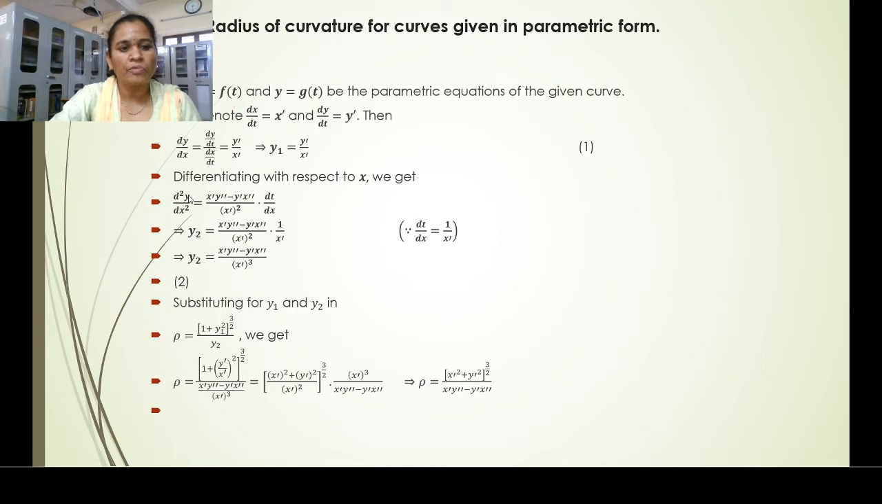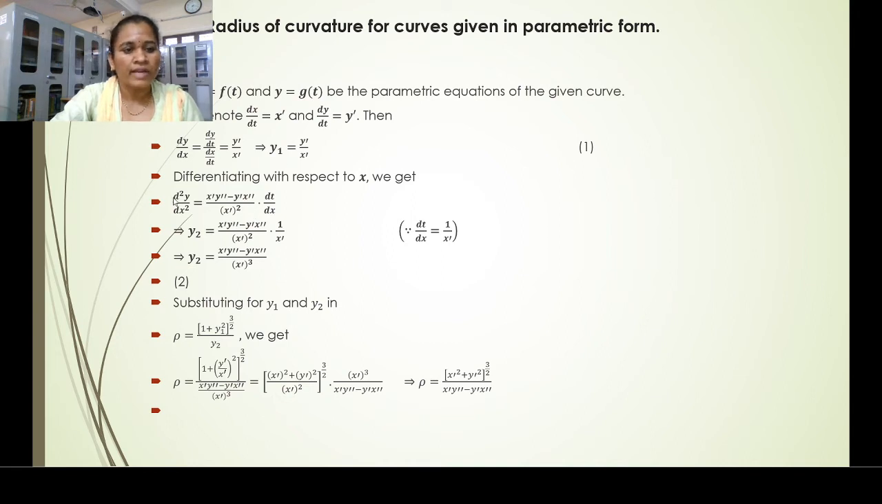Then we move on to second order differentiation. d by dx of dy by dx becomes d square y by dx square, which is equal to, by the quotient rule, which we already know: denominator times derivative of numerator, x dash y double dash, minus numerator times derivative of denominator, y dash x double dash, all over denominator squared, into dt by dx. This is about the quotient rule with respect to the variable t.